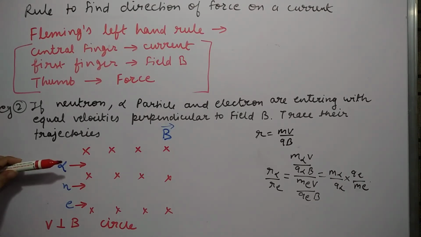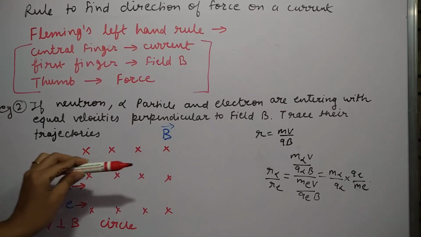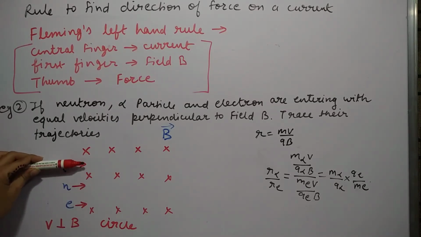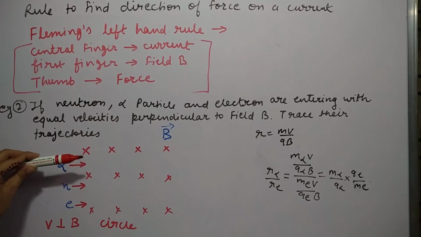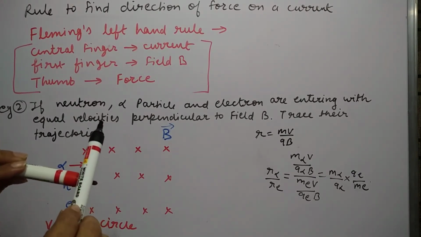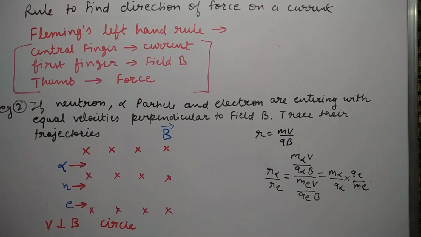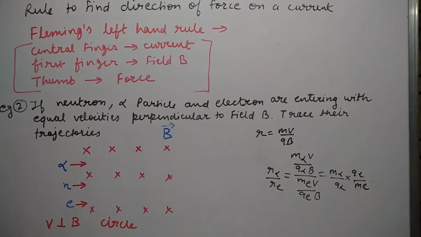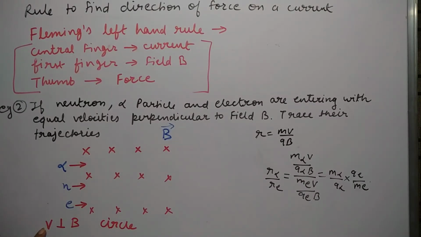So you see, every particle is coming like this. This is the direction of coming, that means velocity. And magnetic field is normally inwards. So what is the angle between the two? 90 degree. So that's why they will make circle. Now first concept we have understood, that if a charge velocity is perpendicular to B, then it makes circle.